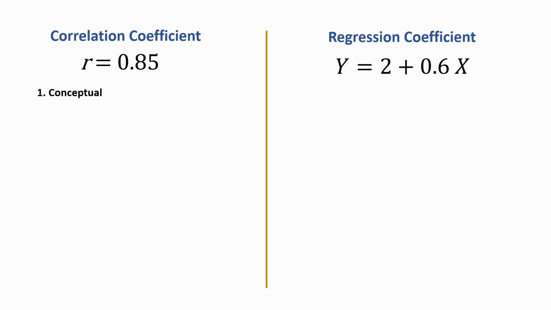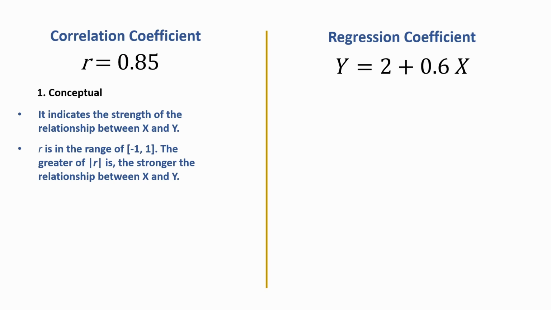For the correlation coefficient, conceptually it means the strength of the relationship between x and y. And correlation coefficient is in the range of -1 to 1. And the greater the absolute value of the number is, the stronger the relation is.